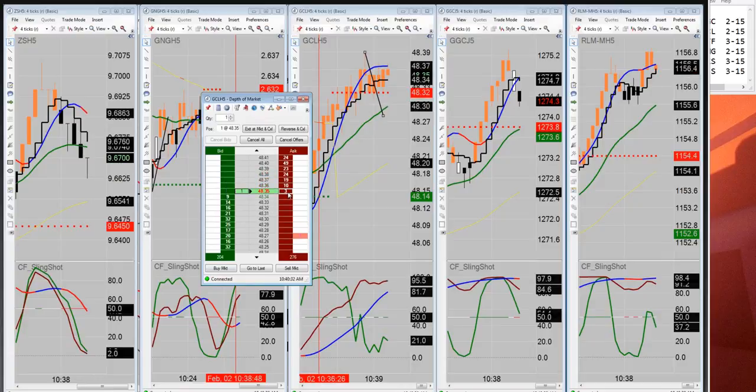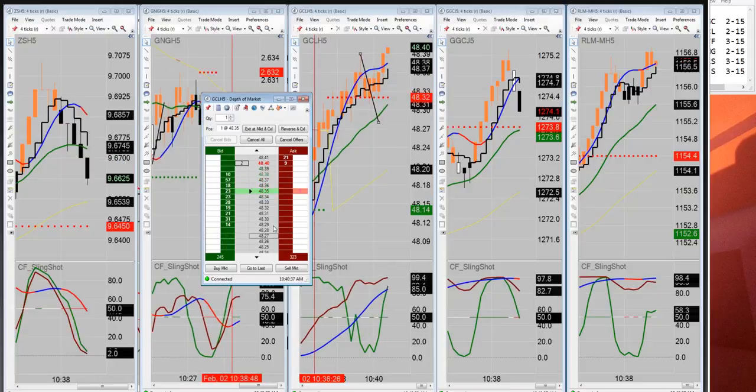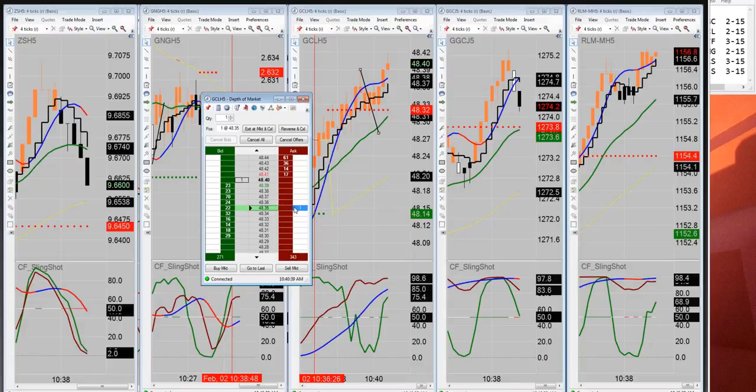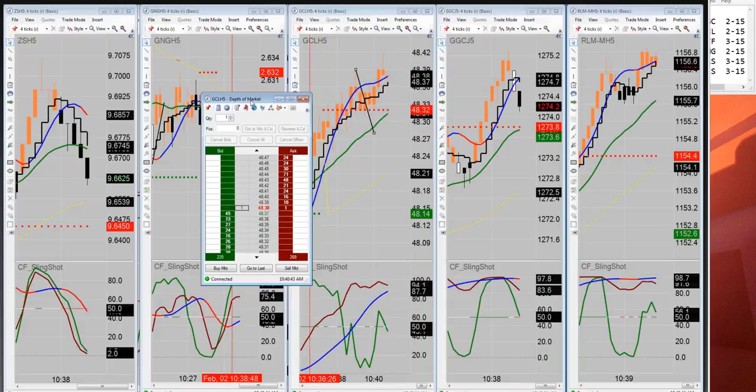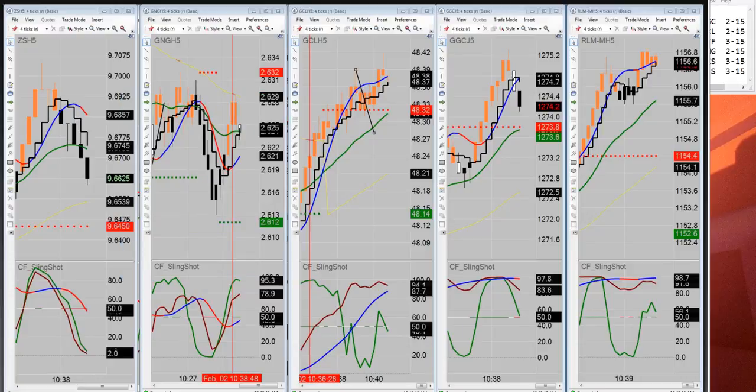Got a long here at 48.35 on the crude. Okay. Stop to break even. Lock in a couple of ticks. And we're flat with a couple of ticks.